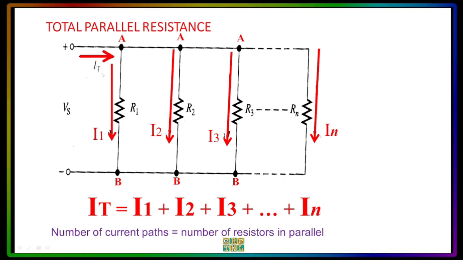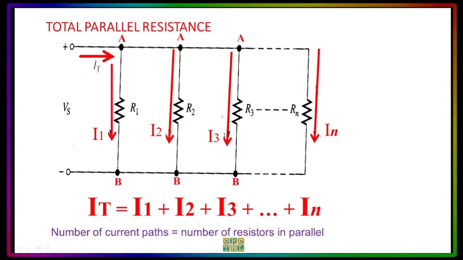The number of current paths, or ways, like here we have 1, 2, 3, 4, is the number of ways that the I total will be divided, which is 4 because we have 4 resistors in parallel. But it does not mean that I1 will be equal to I2, equal to I3, or up to I4 or IN, because it all depends on the resistance values. If the resistors have high values, then the current that can flow through them will be affected, because as we have said, higher resistors have lower currents.